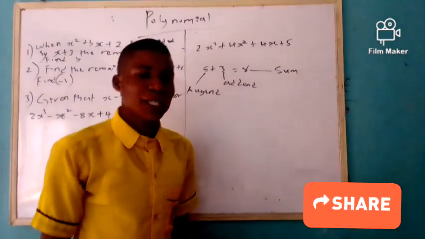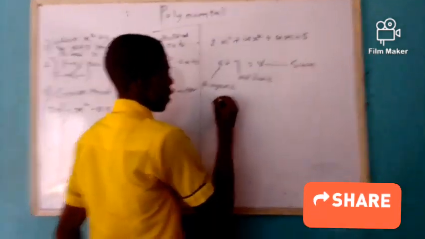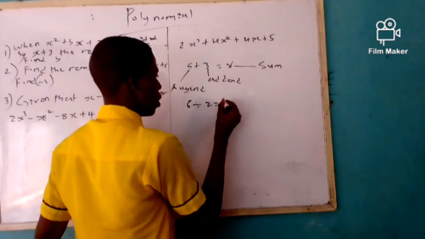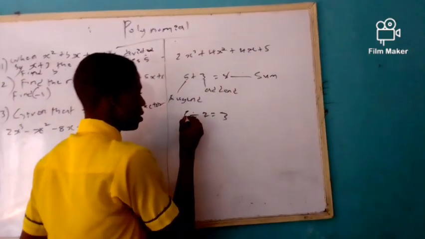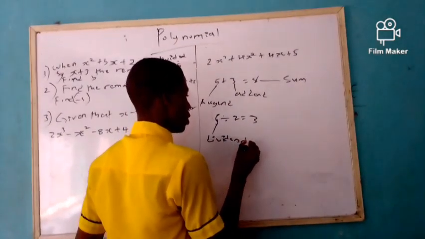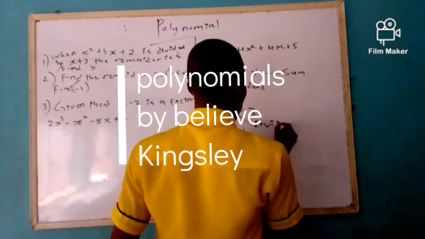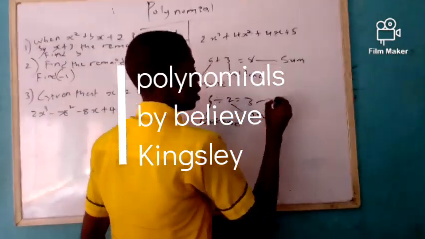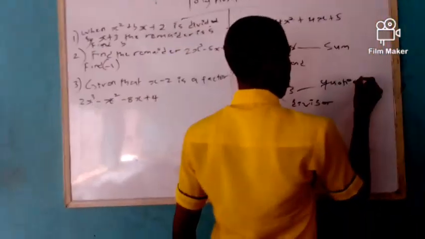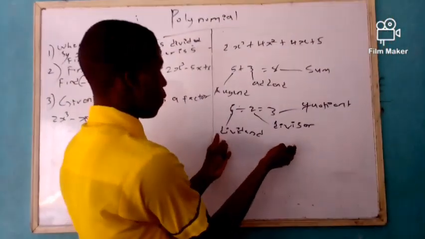But if we are choosing division, I can say 6 divided by 2. Then the answer is 3. This is called the dividend, and this is called the divisor, and the answer is called the quotient. So this is actually basic knowledge of polynomials.